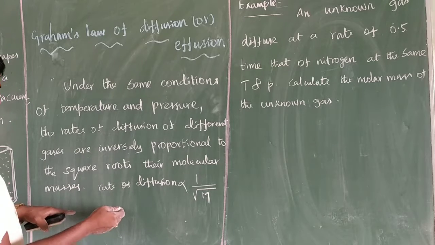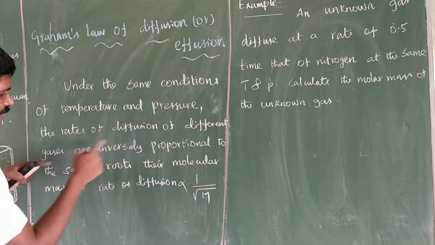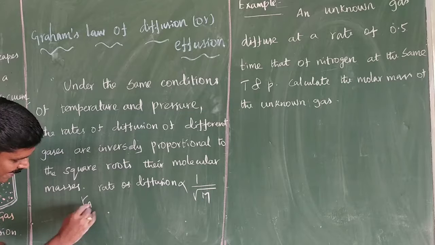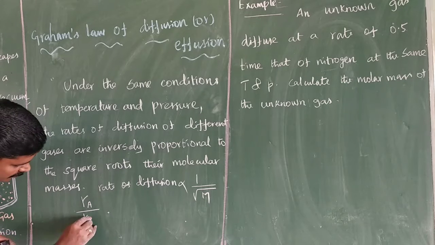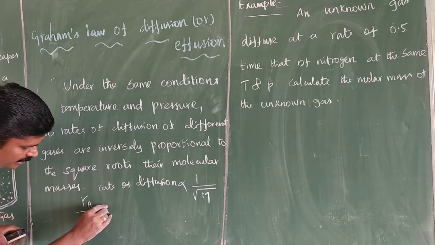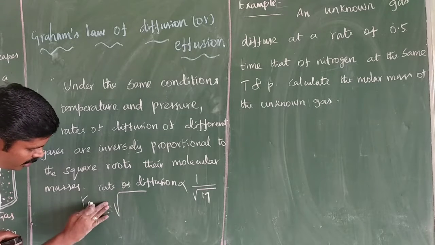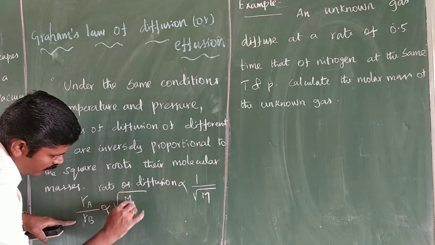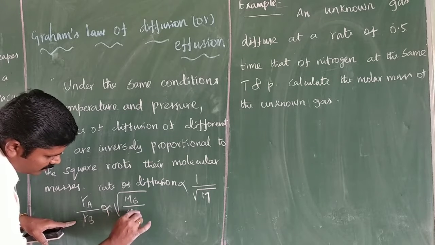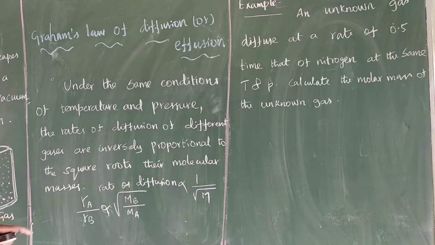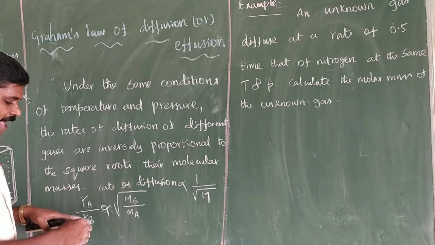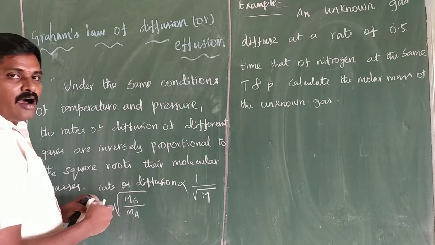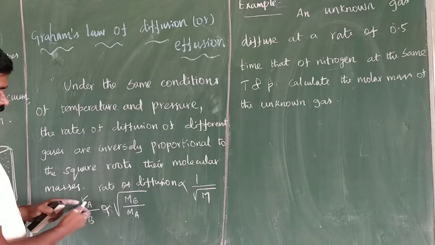In other words, for two different gases, the rate of diffusion of gas A divided by the rate of diffusion of gas B is equal to the square root of the molecular mass of B divided by the molecular mass of A. Here Ra and Rb are the rates of diffusion of the two gases, and Ma and Mb are the molecular masses of the gases respectively.